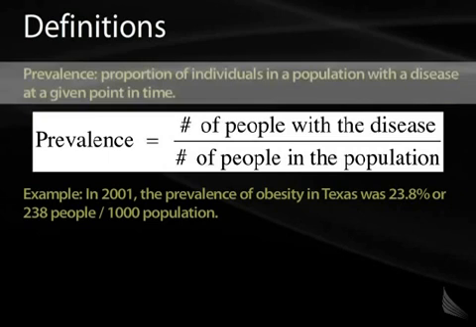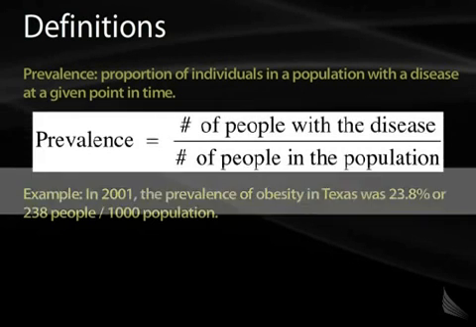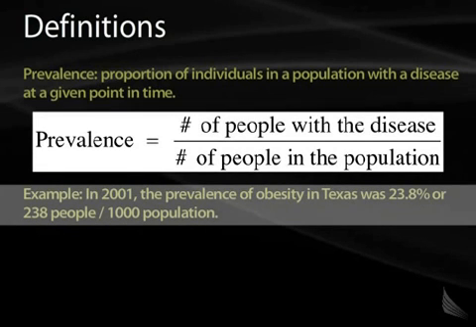Prevalence. Prevalence is the proportion of individuals in a population with a disease at a given point in time. The prevalence, therefore, equals the number of people with the disease over the number of people in the population. So, for example, in 2001, the prevalence of obesity in Texas was 23.8%, or 238 per 1,000 population. It's important to remember that prevalence is a cross-sectional definition. It does not account for the new cases over time.